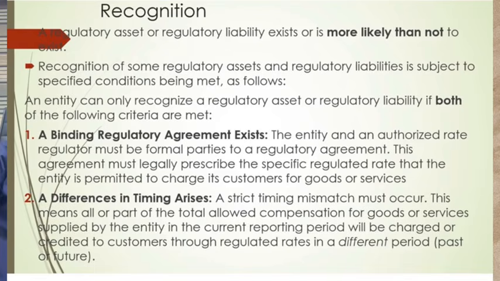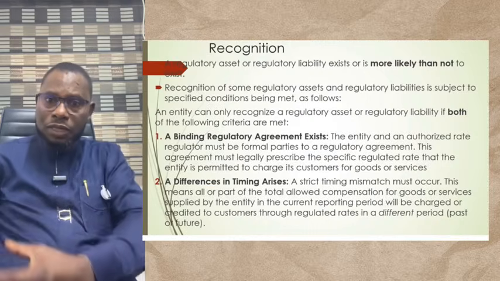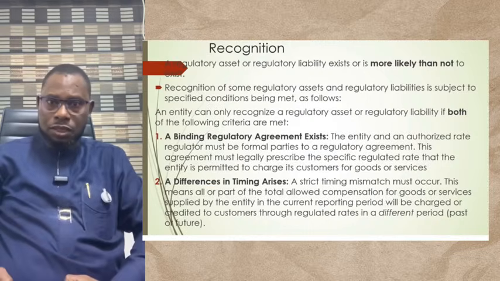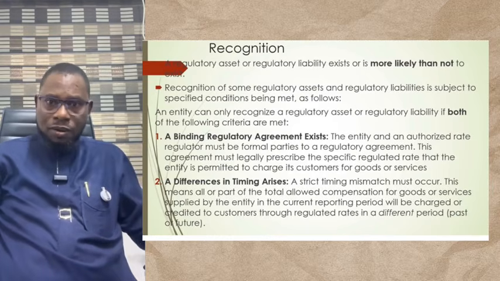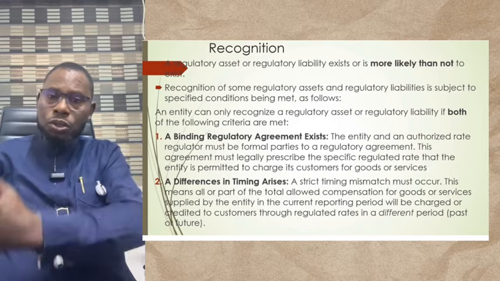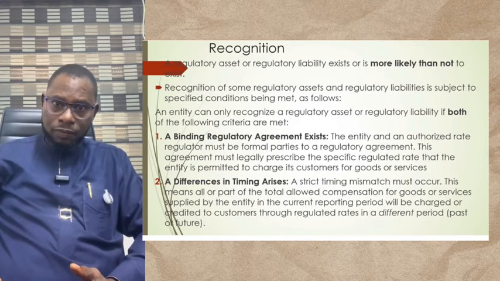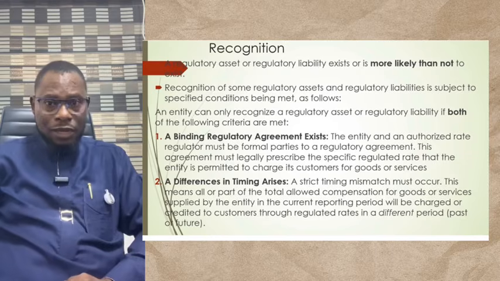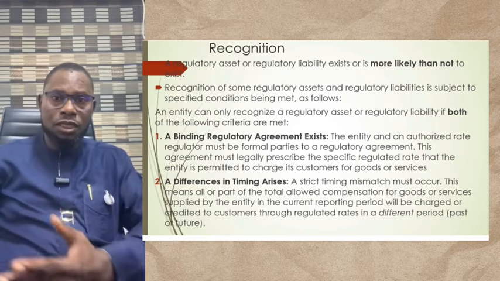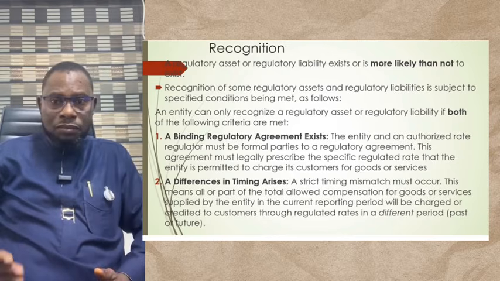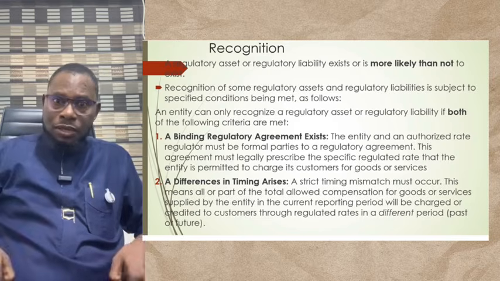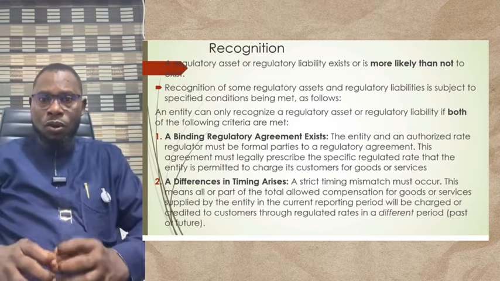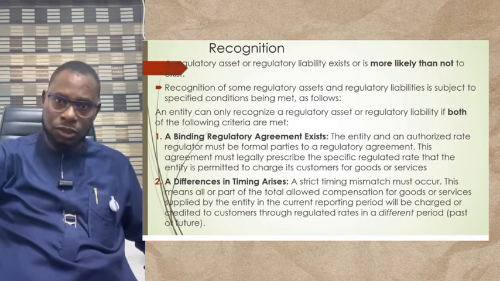Number 2, there has to be a difference in timing. If not, it's not possible. What do we mean by difference in timing? A strict timing mismatch must occur. So if everything you supply the customer is everything you collected as your income this year, then there's no timing difference. But when what you earned based on your supply of utilities is not exactly what you collected, because the regulator says you can only charge a part of it, then it means one part of what you have earned in this year has gone to another year. So there is what we call a timing difference in this area.